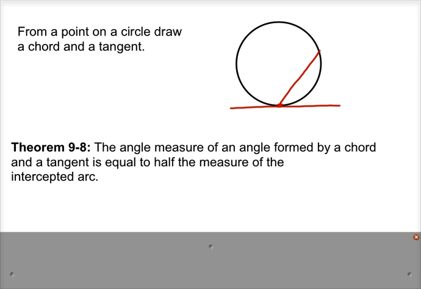The angle measure of an angle formed by a chord and a tangent is equal to half the measure of the intercepted arc, which hopefully makes sense. It's sort of like saying if off to the right over here, I have an arc that is 90 degrees, the angle in here is going to be 45 degrees. So it's just like an inscribed angle where the angle measure is half of the intercepted arc.